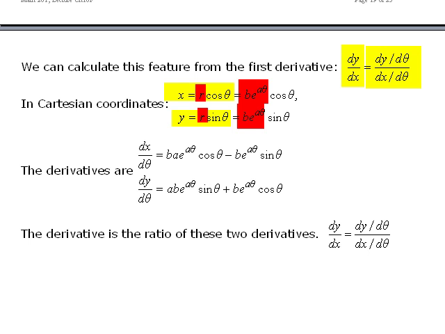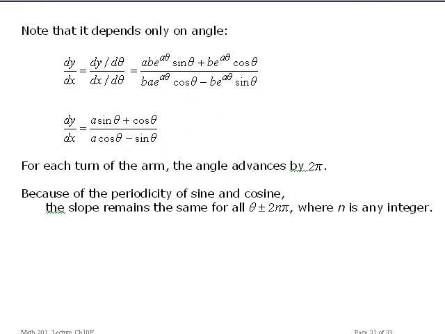Derivative of x with respect to theta, using the product rule, is b a e to the a theta times the cosine of theta minus b e to the a theta times the sine of theta. The derivative of y with respect to theta is similar. It's right here. Of course, you have the plus sign and the cosine, so the sine and cosines are changed, and there's one sign difference. Now we're going to take the ratio of those two expressions.